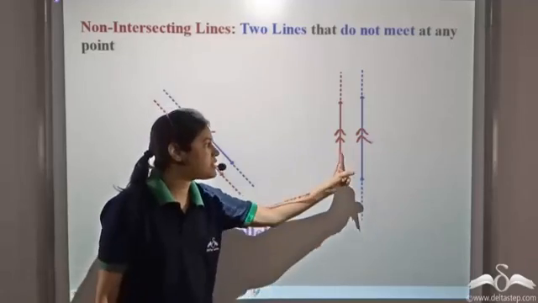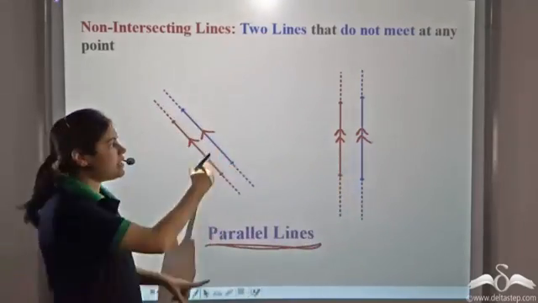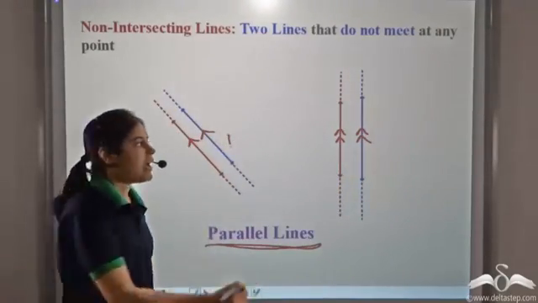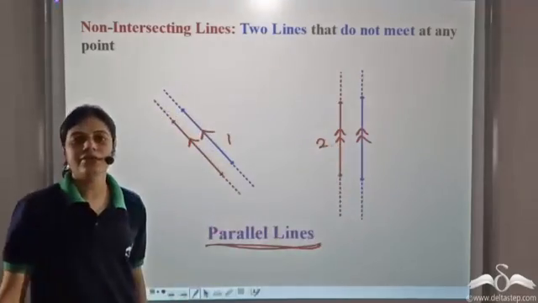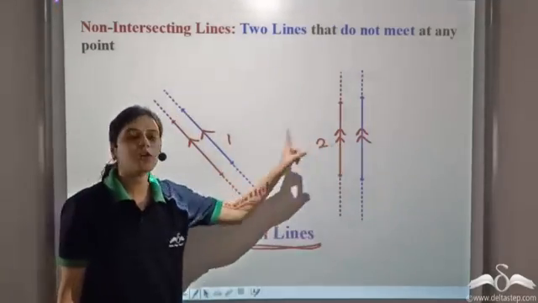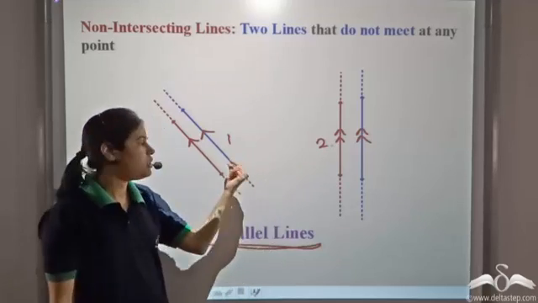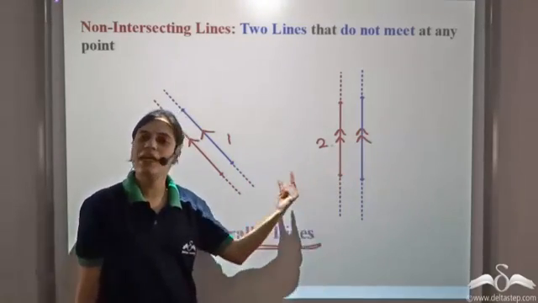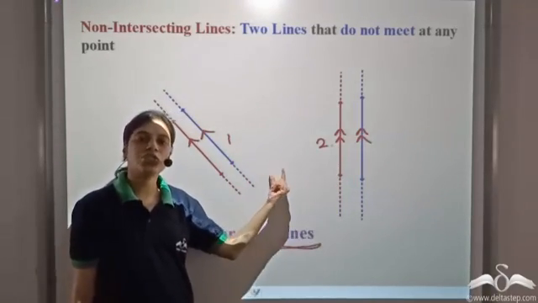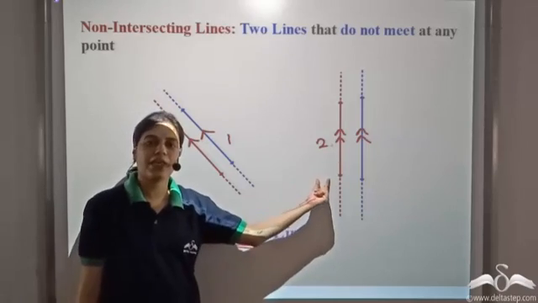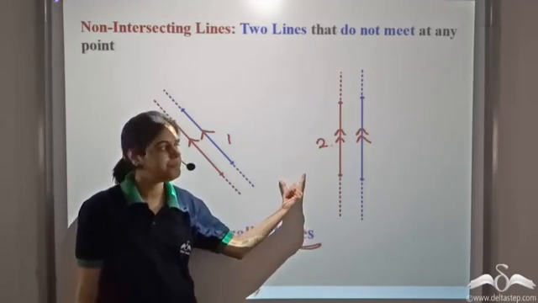Now if you look at this line and this line, there is one arrow on this line and there are two arrows on this line. What does this mean? They are not the same. 1 and 2 not the same. So this line and this line are not parallel. So this is how we denote parallel lines in a diagram or a figure.